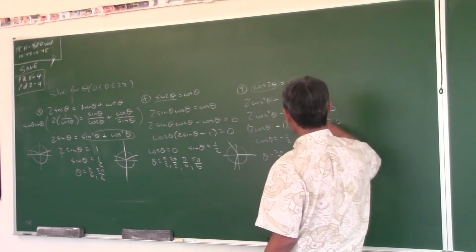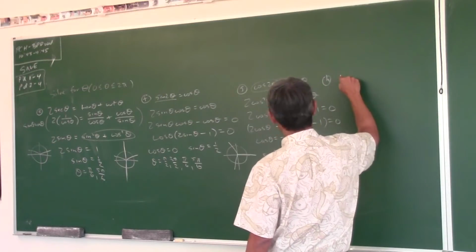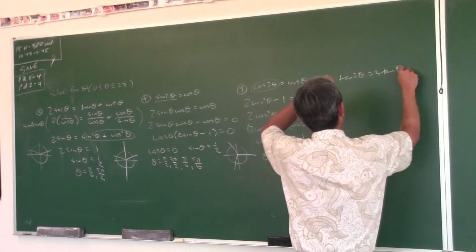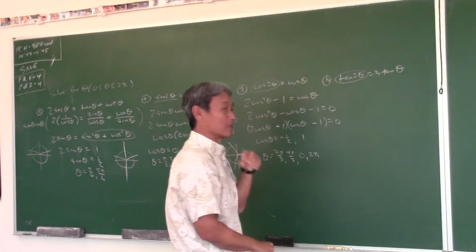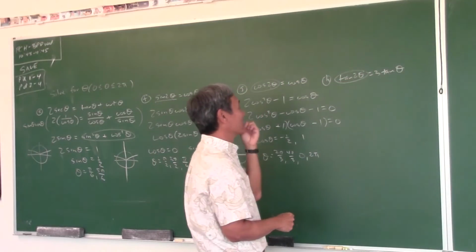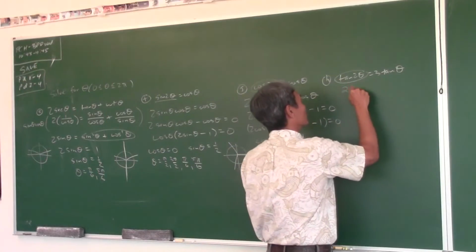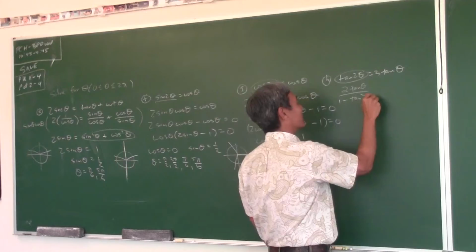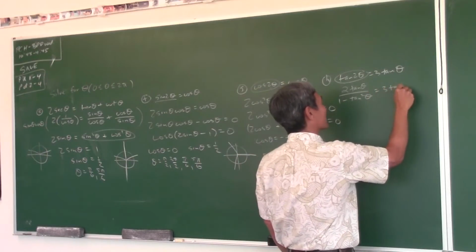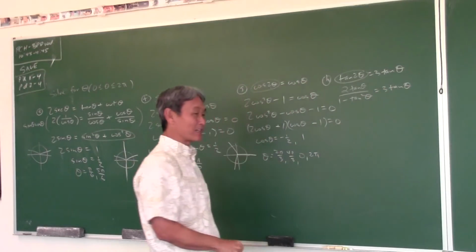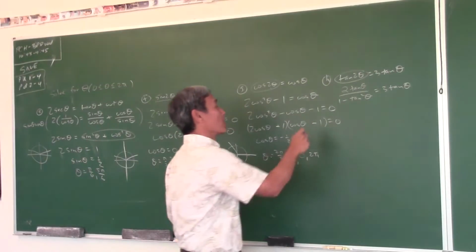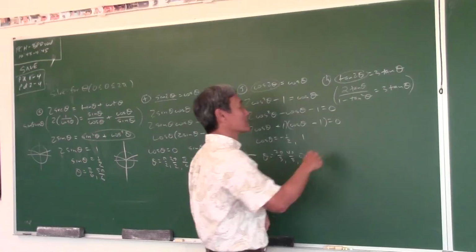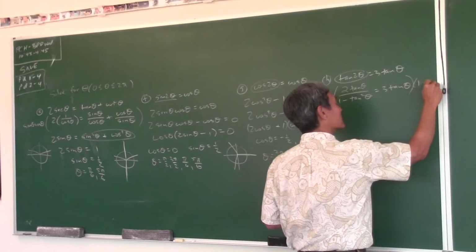Okay, let's see if we can fit this one in. H, tangent 2 theta is equal to 3 tangent theta. So first order of business, regurgitate the double angle identity: 2 tan theta all over 1 minus tangent squared theta equals 3 tangent theta. When you have fractions within an equation, you multiply both sides by the least common denominator, which is 1 minus tangent squared.